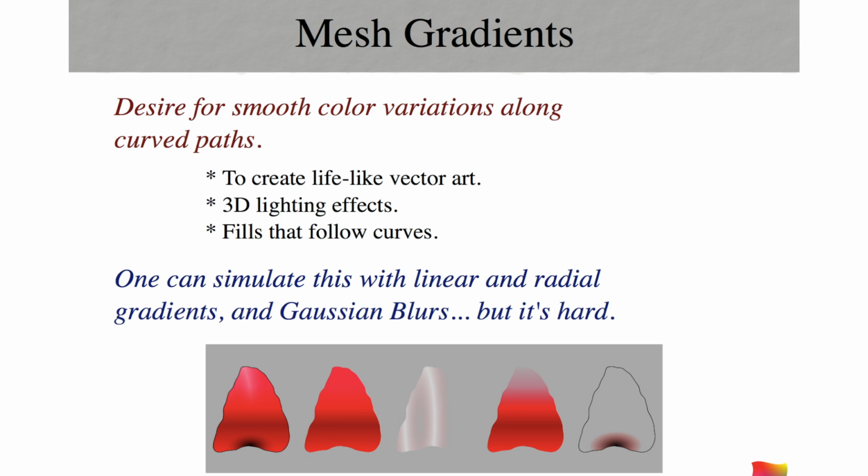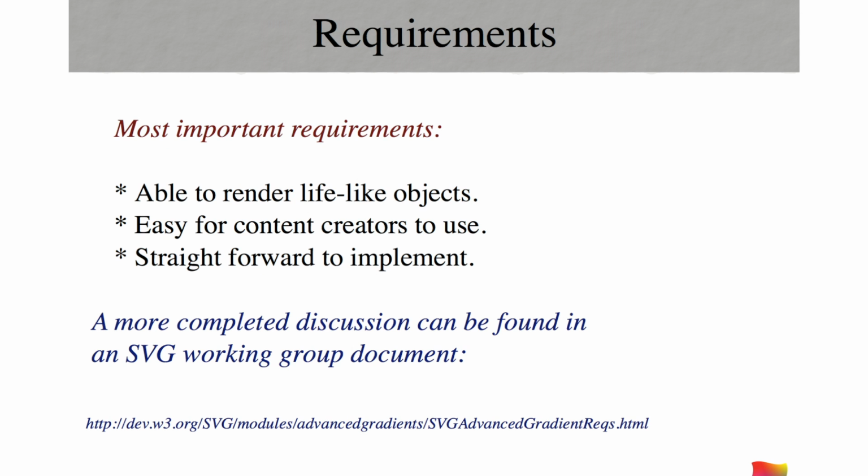Talk about mesh gradients. Mesh gradients have been something that we've wanted for a long time because they allow you to have smooth color variations along curved paths, arbitrary paths. And that's important to have lifelike vector art, 3D lighting effects, for fills that follow curves. One can simulate this with linear and radial gradients and Gaussian blurs, but it's hard.